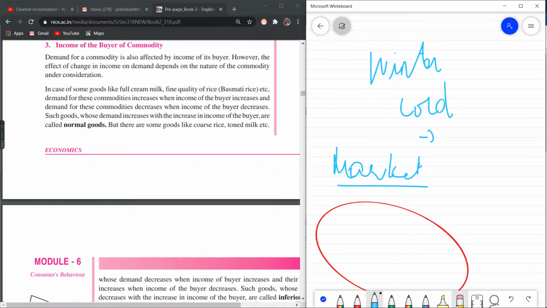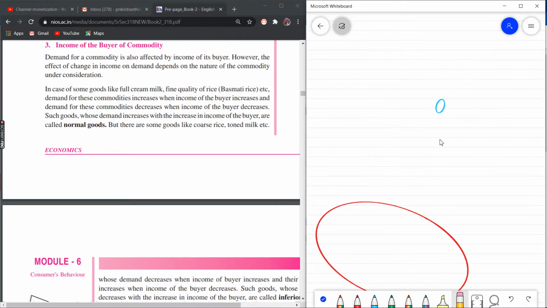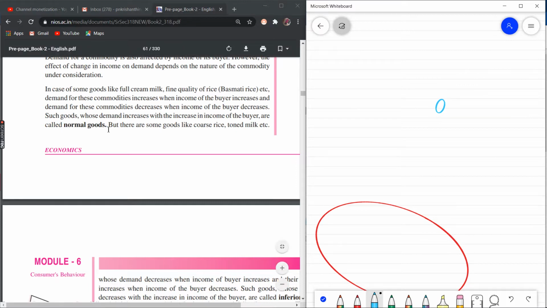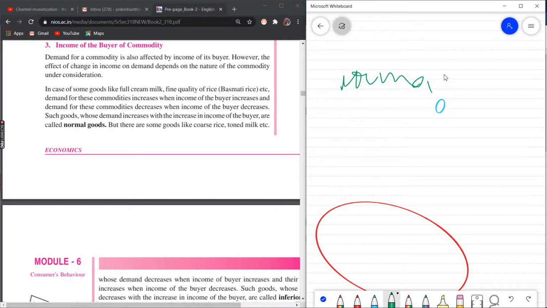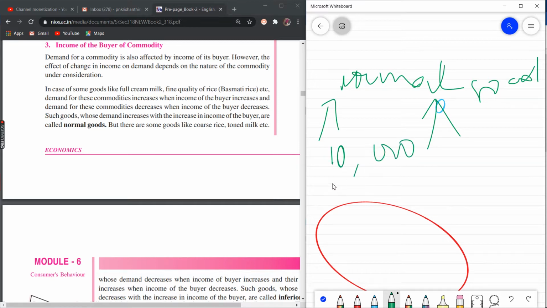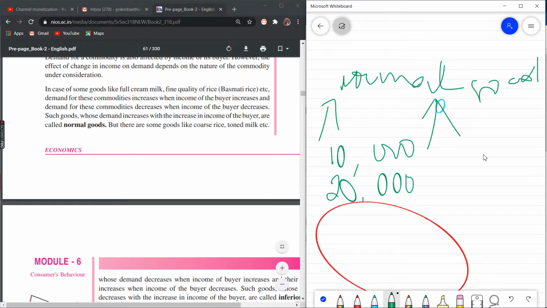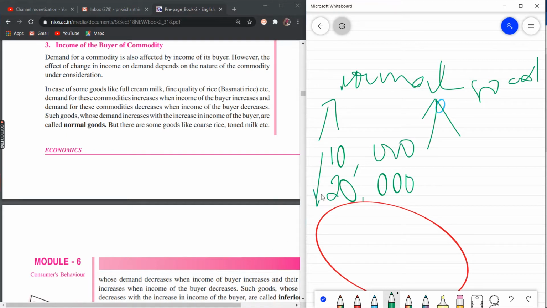Before going on to the next concept, I want to let you know about what is normal good and what is inferior good. What is a normal good? A good whose demand increases with the increasing income of the buyer. This is what a normal good is. When an increase in income leads to an increase in demand, that is, when income increases from 10,000 to 20,000, the demand for normal goods will also increase.